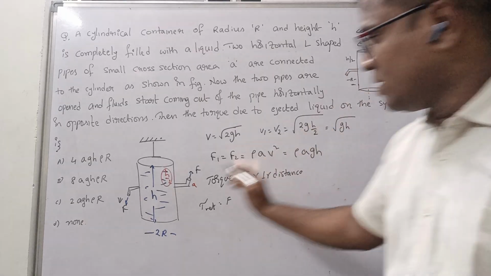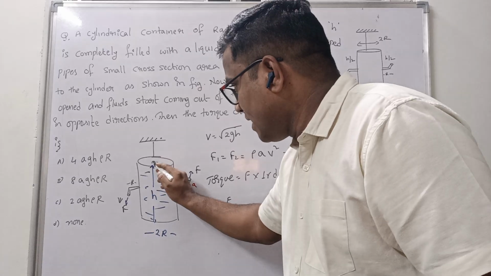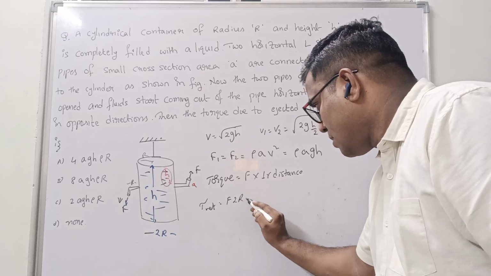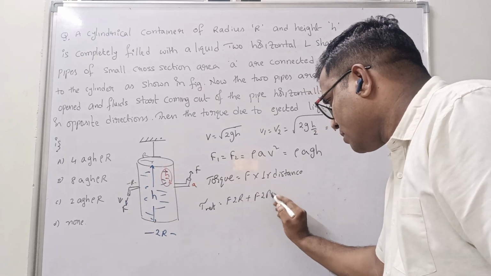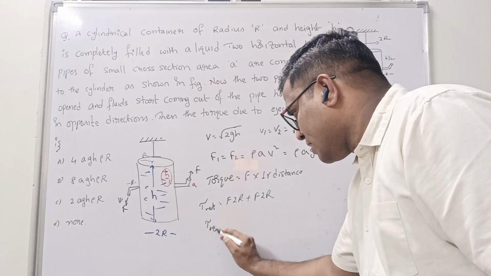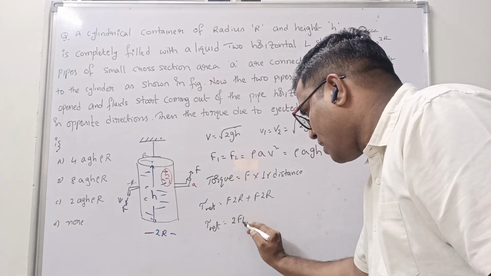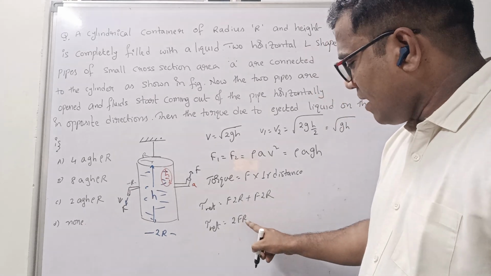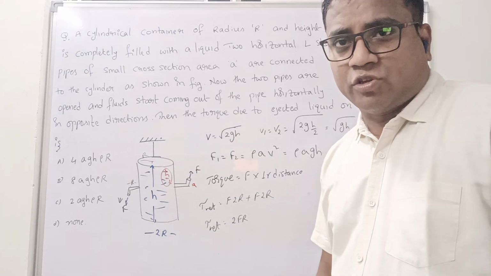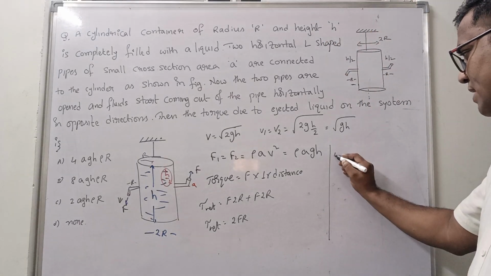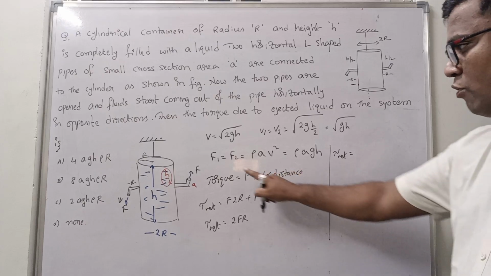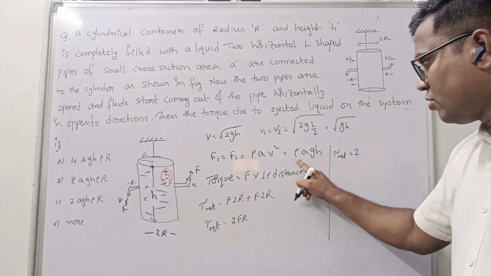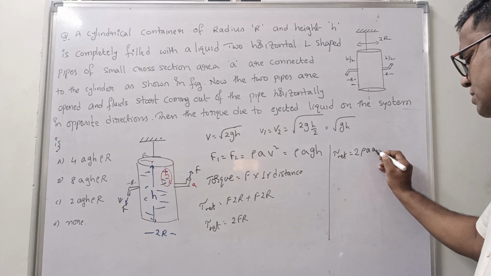And this one is r, and from here it is r, so total distance is 2r. So force into 2r plus force into 2r. So tau net can be written as 2Fr. Now we know the value of F, and we will substitute and get the net torque. So tau net is 2 into F, and F is rho A gh.